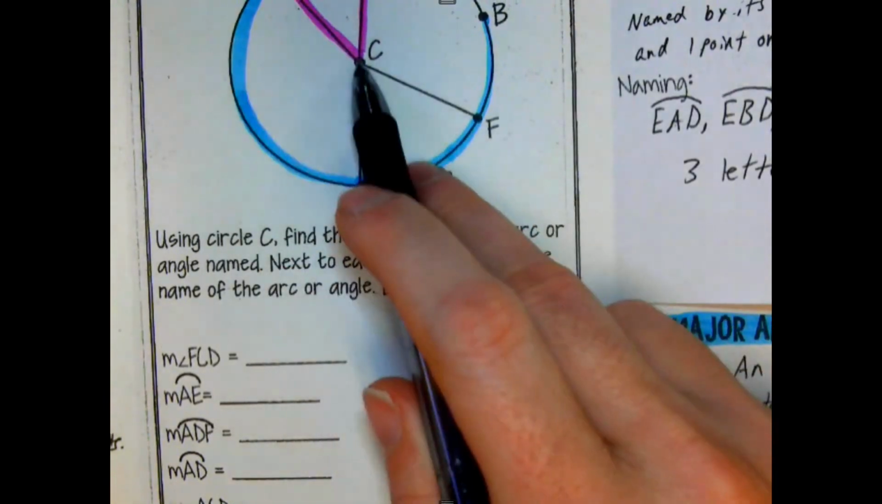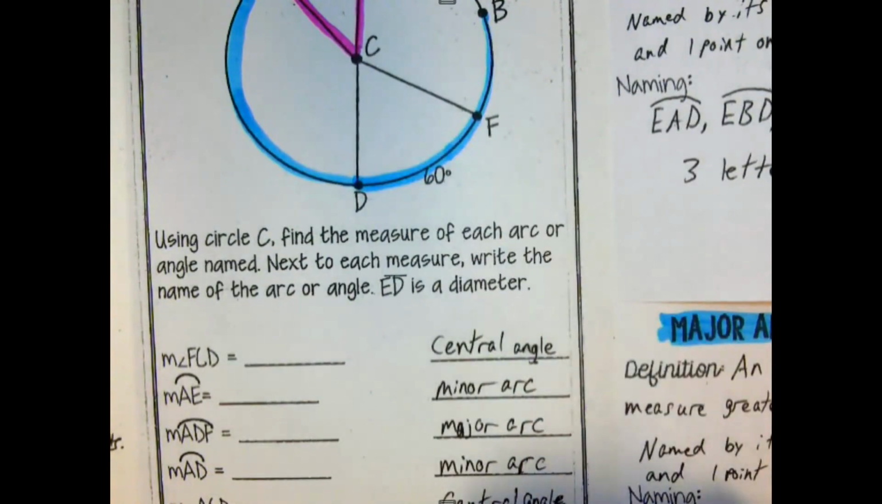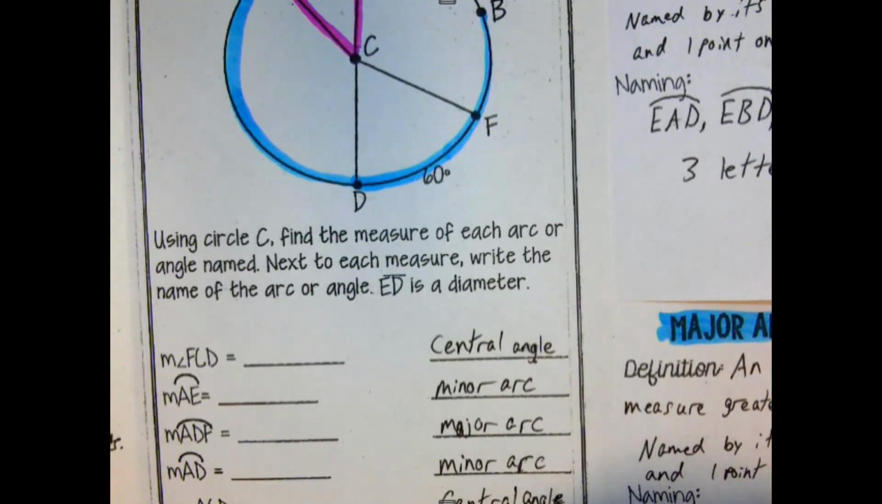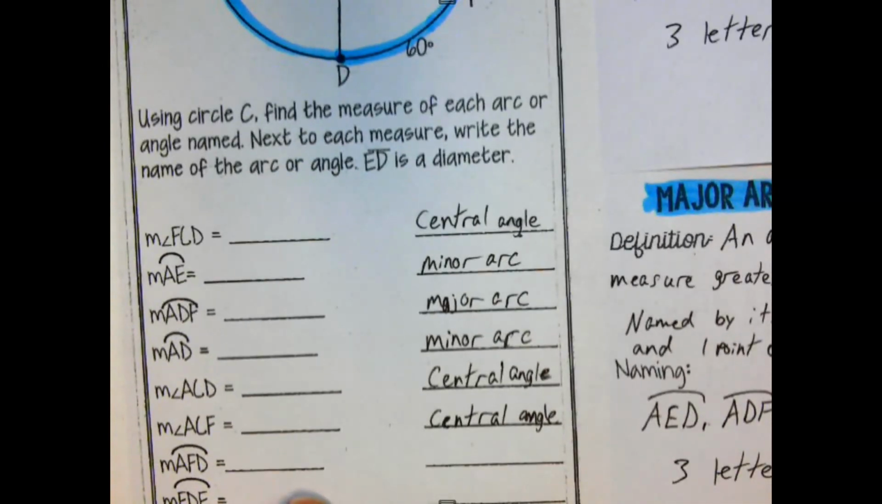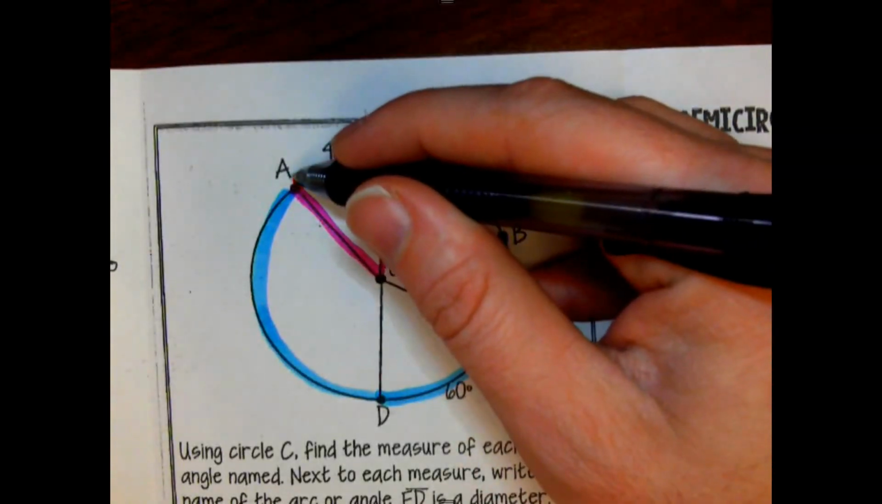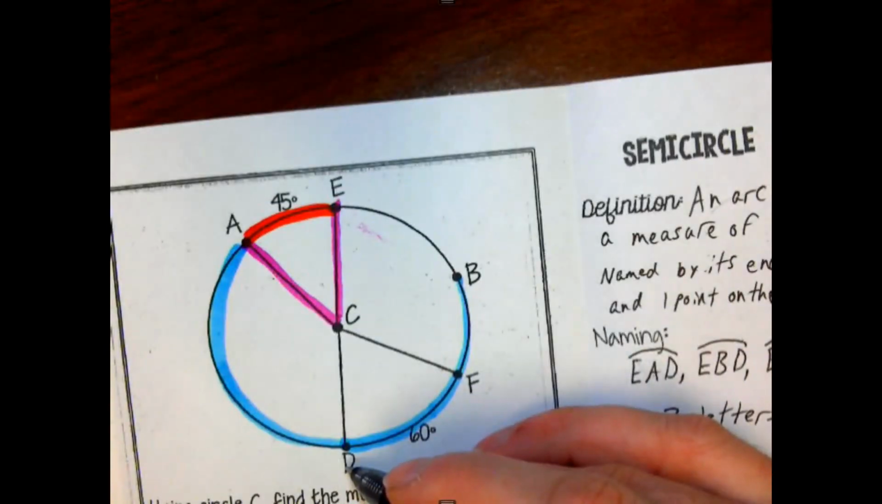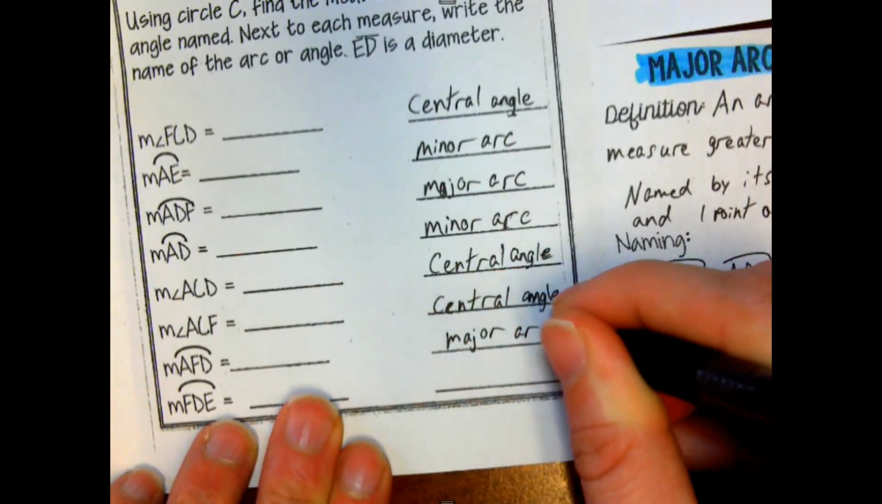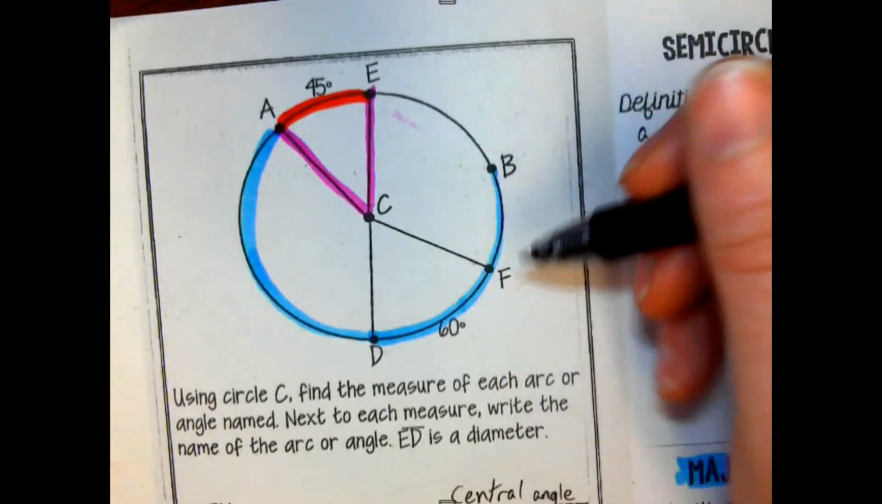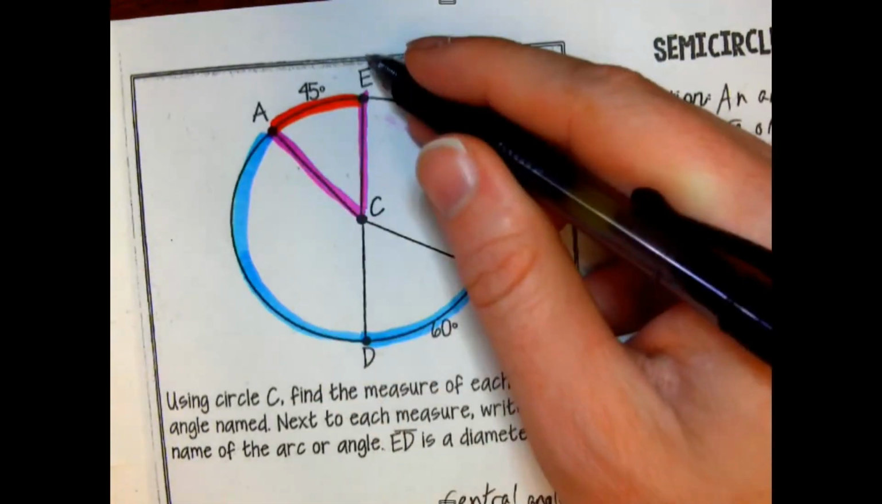ACF, central angle. If it passes through the center of the circle like that, it's going to be a central angle. AFD, that's a major arc. And FDE, another major arc.